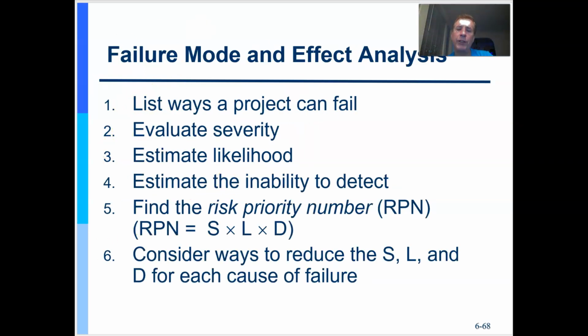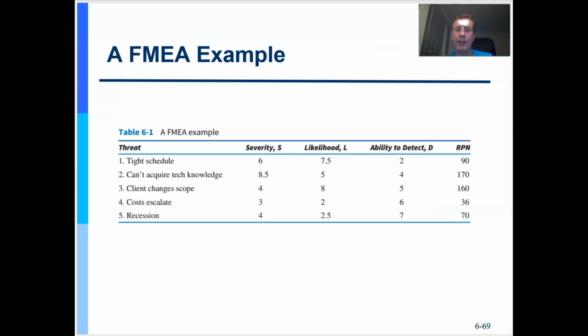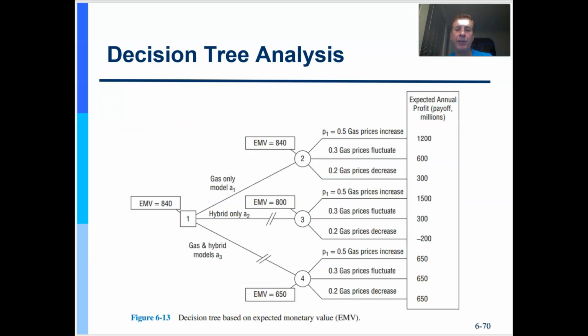The book walks through a failure mode and effects analysis. I thought they did a good job, so I would say refer to the literature on that aspect. They also did a nice FMEA example. Now, one of the things they'll do in risk management is calculate expected monetary value using a decision tree. I think we've talked about this before, where it looks like a tree on its side, like it fell down.